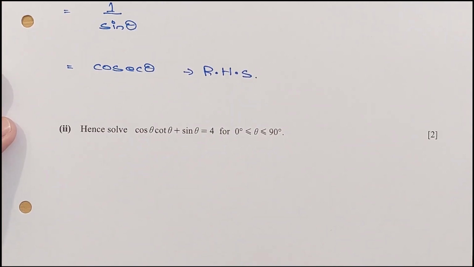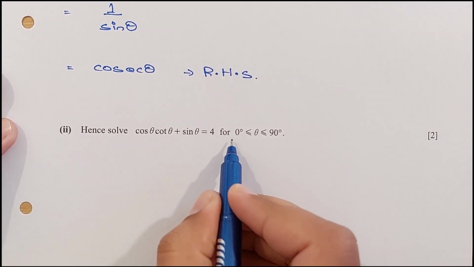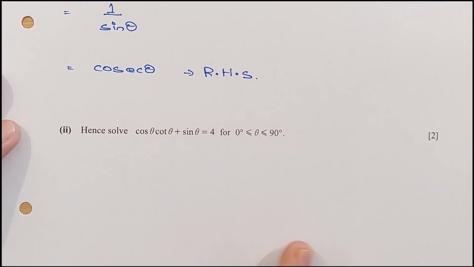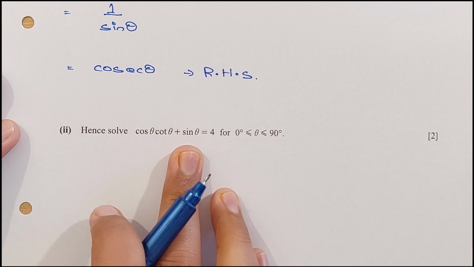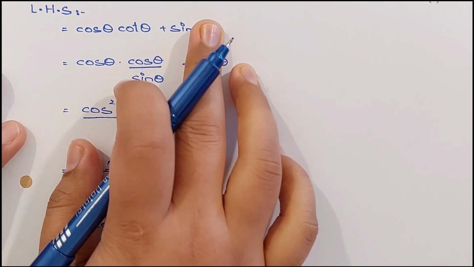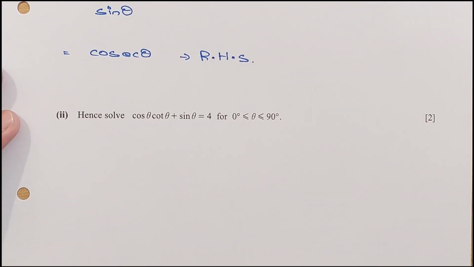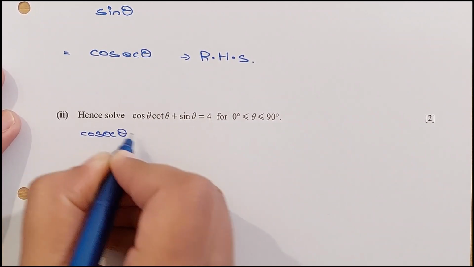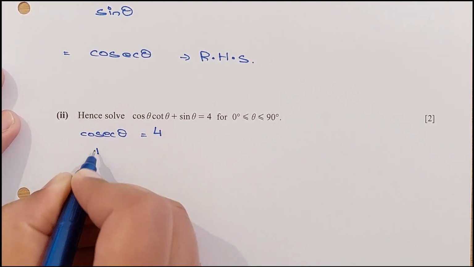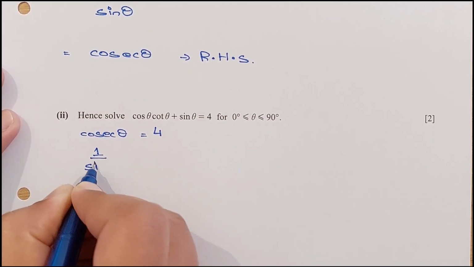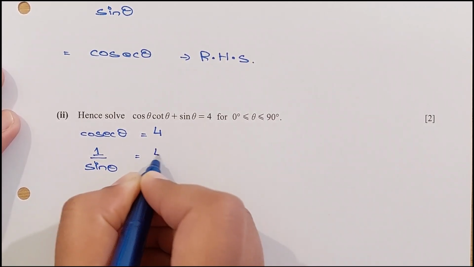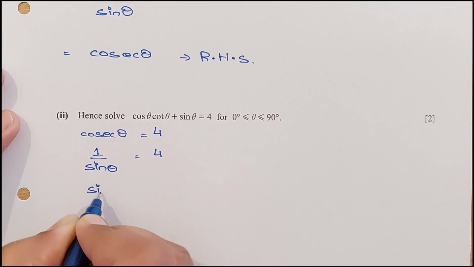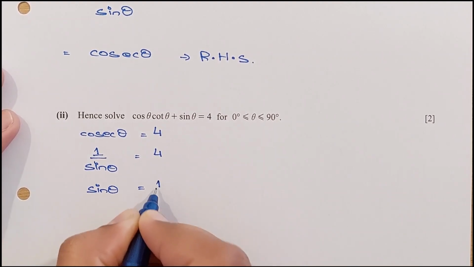Now for the second part, hence solve this equals 4, for x between 0 to 90 degrees. And cos theta (cot theta plus sin theta) is equal to cosecant theta. Right, so we can say cosecant theta equals 4. Cosecant is 1 by sine. 1 by sine theta is equal to 4, and taking the reciprocal, sin theta is equal to 1 by 4.